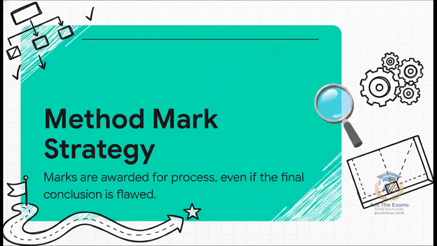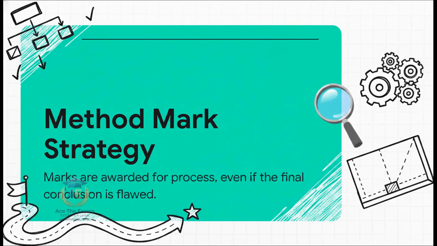All right, let's get back to your secret weapon, the method mark strategy. This is a grading system where you get marks for displaying systematic analytical processes and clear working notation even if you mess up the final conclusion. In Accounting 9706, your process is just as vital as your final answer.